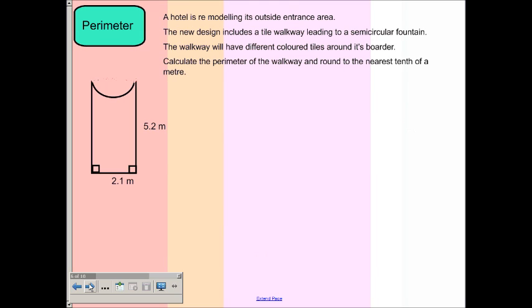Our last example in the perimeter section has to do with a hotel that's remodeling its outside entrance area. So we've got a tile walkway here that's going to be surrounded by different colored tiles, and we need to calculate the perimeter of the walkway. So we have two different shapes to calculate here. One is this partial rectangle where we have the two lengths, but we only have one width. So if I add up those sides, I get 5.2 and 5.2, and then that 2.1.